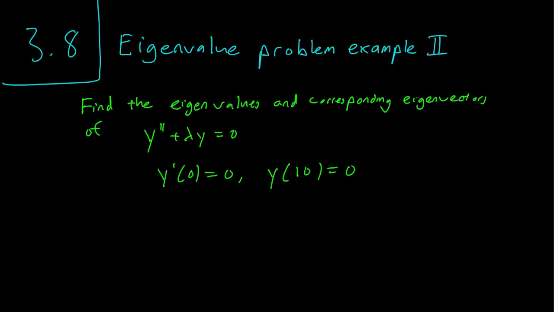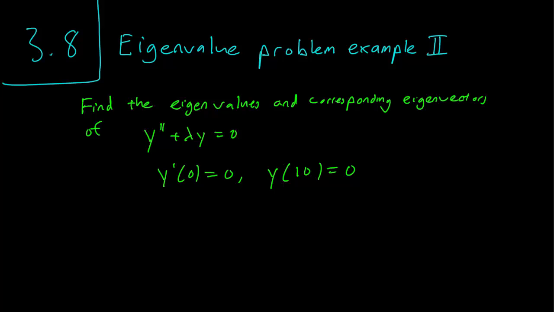Hello class, this is section 3.8 and we are going to work through another eigenvalue problem example. The equation is the same, the endpoint conditions are a little different. We have y prime of 0 equals 0 on the left-hand side and y of 10 equals 0 on the right.